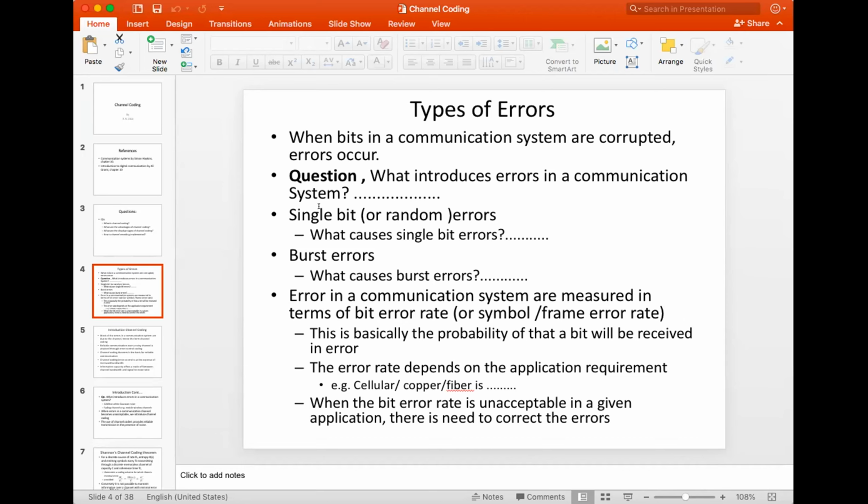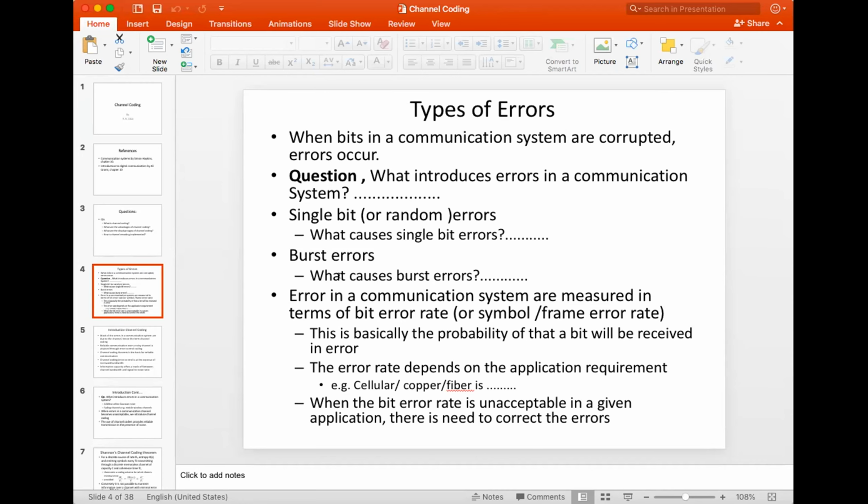Of course, when we have errors, we talk of single bit errors, okay? These are mainly errors as a result of additive white Gaussian noise. Then we talk of burst errors. The burst errors are errors which are mainly due to the fading channel. You can find that within a specific time or within a specific period, the signal can completely be swamped off as a result of fading, okay? So now we have those types of errors.